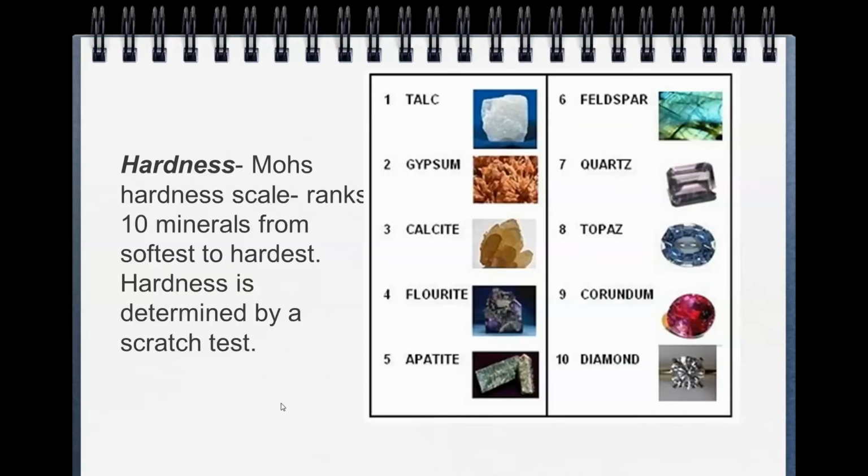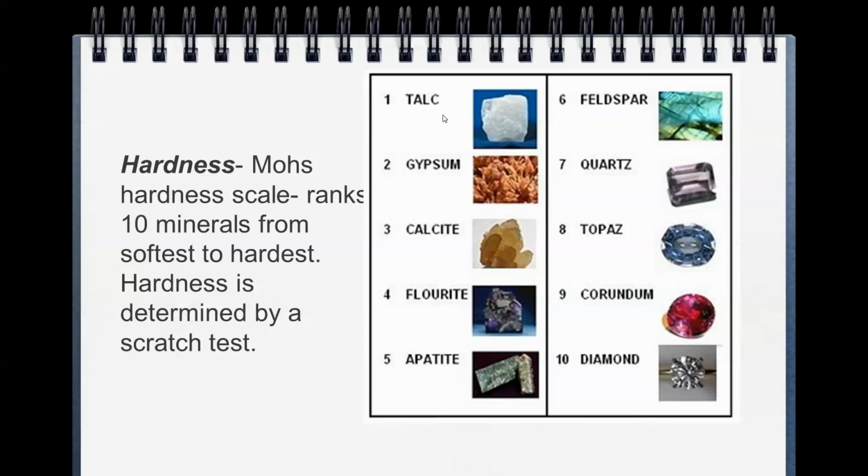And then hardness. We use the Mohs hardness scale, and it ranks 10 minerals from softest to hardest. Hardness is determined by a scratch test. What you do is you get a mineral of some form, and you first try scratching it with your fingernail. If you can break it with your fingernail, then it would be a 1, which is talc, which is real thin. It flakes off. It's so soft.